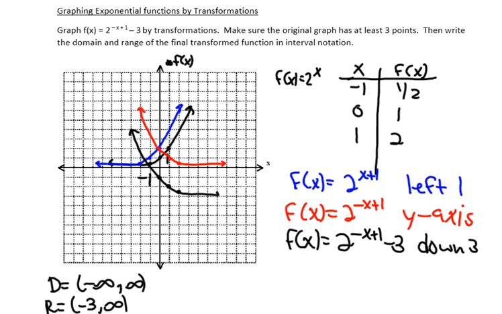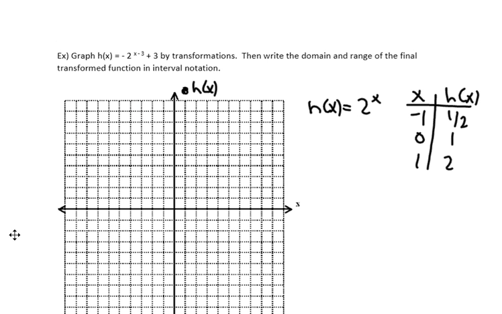Okay, so now let's take a look at another example here. So again, the parent function is still h of x is equal to 2 to the x. So I use the same 3 ordered pairs that I used for the previous example. So now I want to be able to do this by transformations. So first off, let's take care of the -3. So now that's going to move the graph to the right 3.